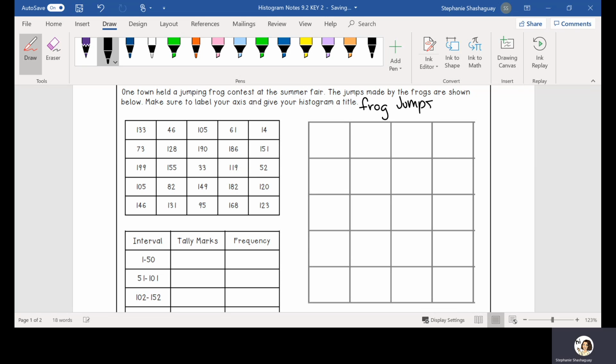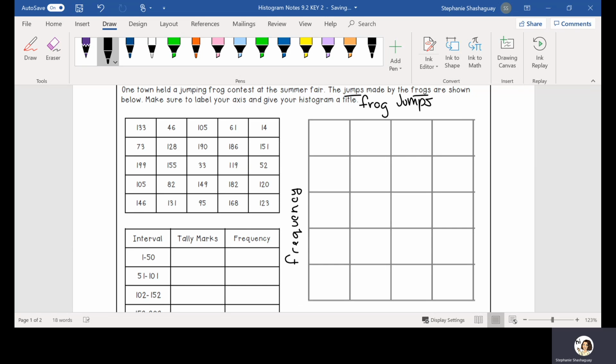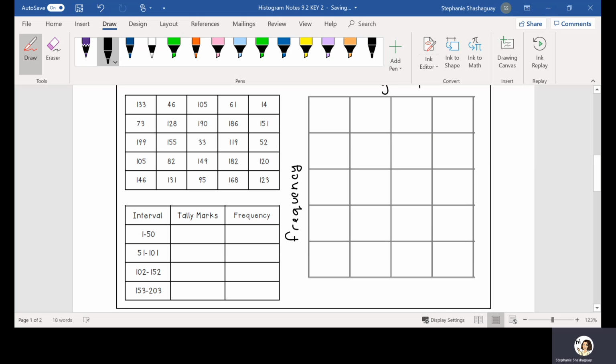Something real easy, because we're talking about jumping and we're talking about frogs. Our y-axis is always going to be our frequency, because we're talking about data and statistics. And down below, that's going to be the number of jumps per frog. We cannot determine the intervals quite yet.